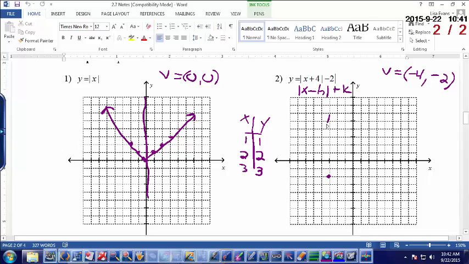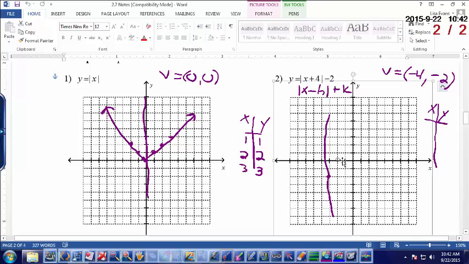I'm going to draw my axis of symmetry, and I'm going to pick a couple points to plug in. Now, I'm going to pick points that are to the right of this axis of symmetry. So maybe I'll take -2 and plug it in, and then maybe I'll take 0 and plug it in. When I put -2 in, -2 plus 4 is 2, absolute value of 2 is 2, 2 minus 2 is 0. Then I'm going to plug 0 in, 0 plus 4 is 4, absolute value of 4 is 4, and 4 minus 2 is 2. So go ahead and plot these points. So we have -2, 0, and 0, 2.